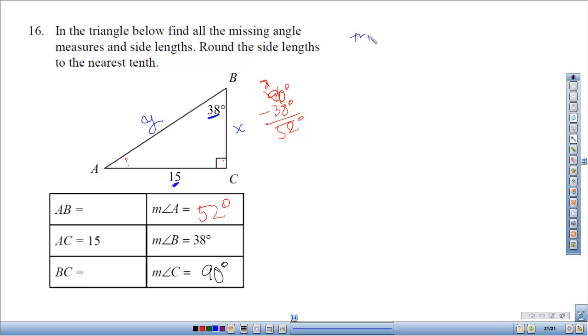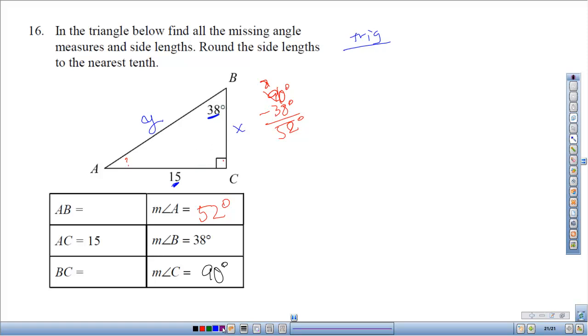This is going to be a trig problem. What if on the real test they give you two sides? Well, instead of doing trig, you would do Pythagorean theorem. And what if on the test one of the angles was a 30-60-90 or a 45-45-90? Well, then you would use that. But in this particular case, one angle and one side, that should be a trig problem.